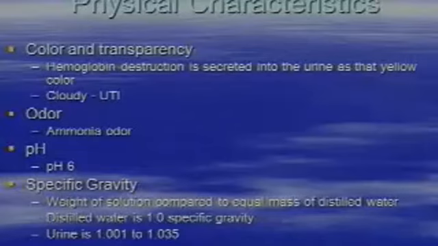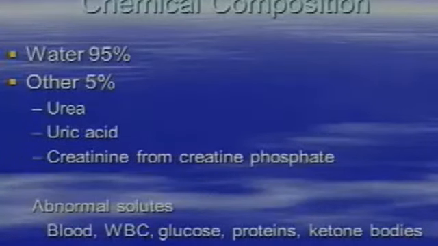pH should be about 6, and specific gravity. Specific gravity is like the osmolarity of that urine. Distilled water is water that's been boiled and has no substances or solutes in it. Okay, so distilled water is earmarked for this. Distilled water is 1.0. Urine's specific gravity compared to distilled water is 1.001 to 1.035. So there's a small amount of solute in there. I think it's about 5%. Excuse me, it is 5%. So chemical composition, water is 95%, 5% urea, uric acid, creatinine. Okay.